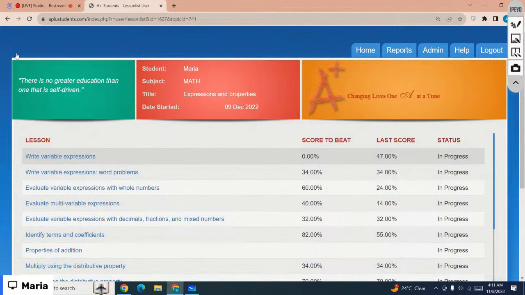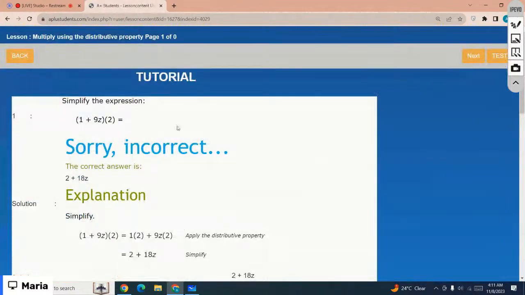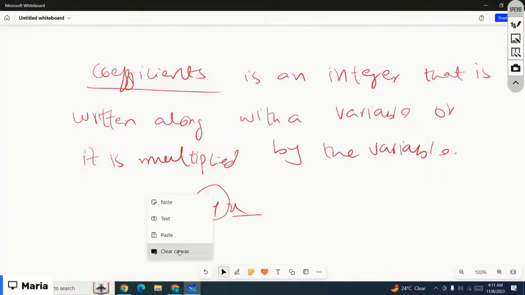Okay, the next lesson is multiply using the distributive property. So let's just start with the first. I'm going to explain what the distributive property is, right? So just listen to me carefully.